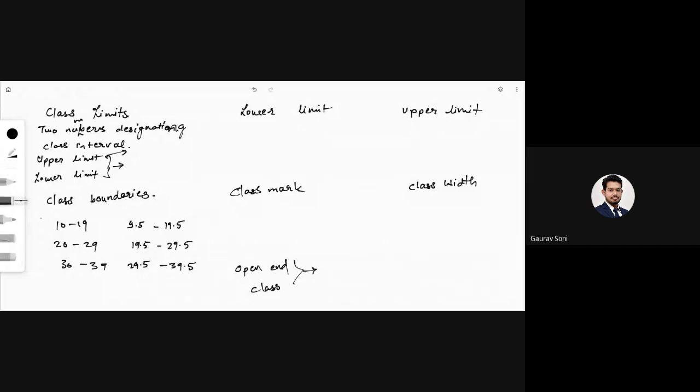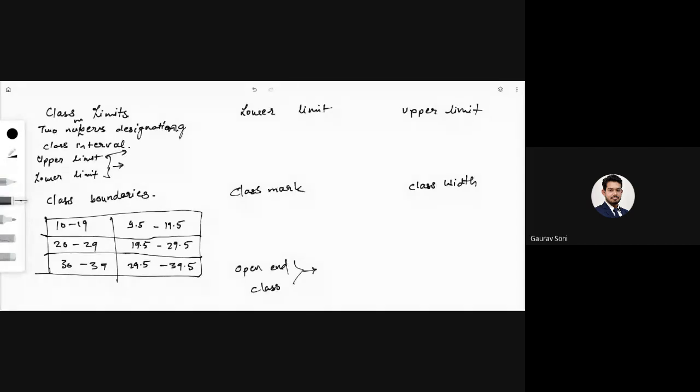So what has happened here? The class boundaries are the maximum points up to which you can extend the upper limit and the lower limit. So the class boundaries are the numbers up to which the actual magnitude of the observation in the class can be extended. Whatever number I can extend up to, such a thing is called the class boundaries.